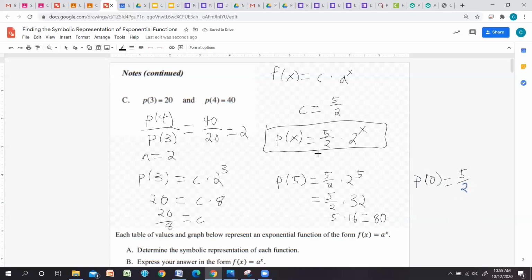So the main step is to find this. Again, remember, first find the constant ratio. That's the base for the exponent. Then we plug in to find the initial value. We got it to be 5/2, and that gives us our symbolic representation.